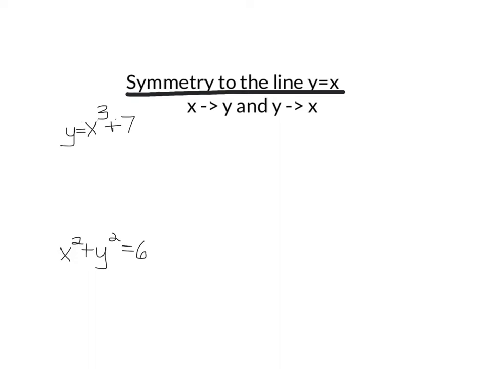Now we're going to test for symmetry to the line y equals x. In order to do this, you take all of your x's and change them to y's, and you take all of your y's and change them to x's, and then you look to see if it equals the original equation.